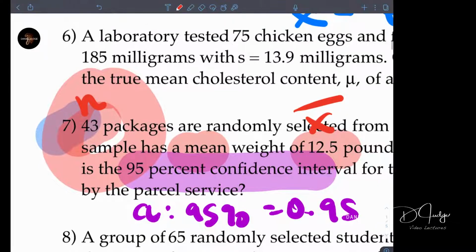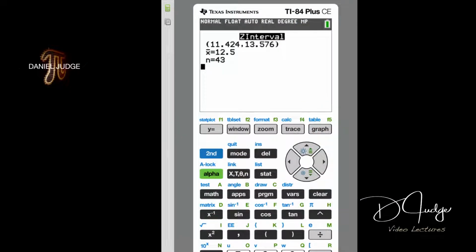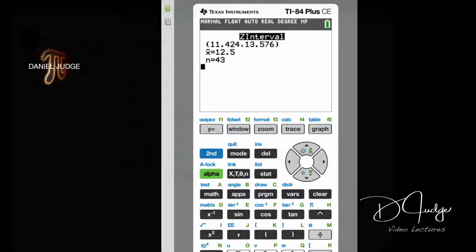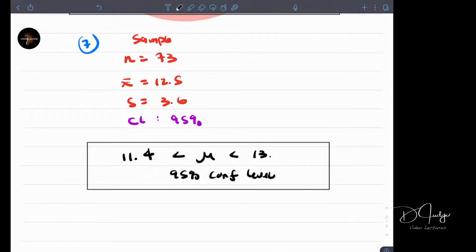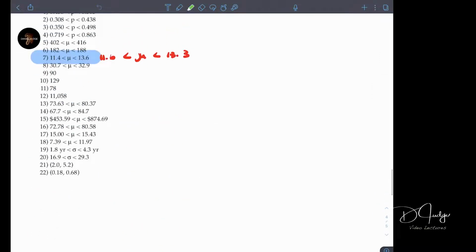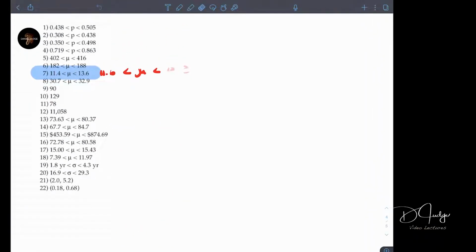If I find it, it's not a mistake. So look at the TI now. So in our scratch paper, let's change this. 11.4. And 13.6. Okay, we get to keep the publisher. Okay, so you have the lower bound, the upper bound. So the publisher was correct. 11.4 and 13.6. So far the publisher's right on.